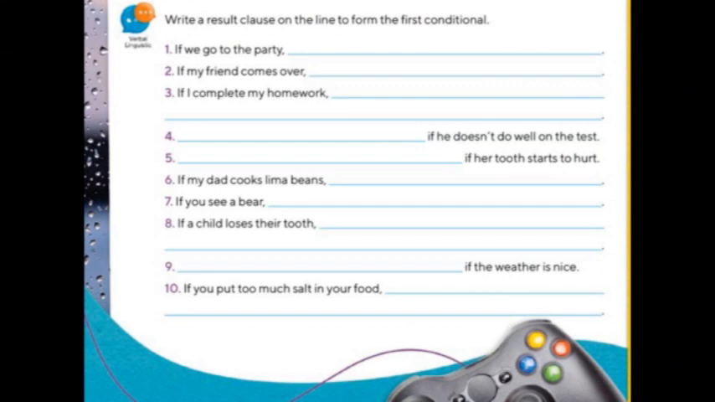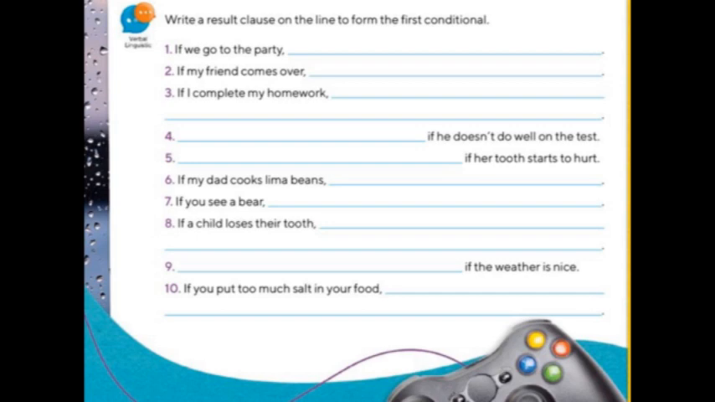To practice using first conditional, let's do the activity in the book. Okay, are you on page 75? Let's start with instructions. Let's read together. Write a result clause on the line to form the first conditional. As you can see there, the book is giving you some clauses. It might be the if clause or it might be the result clause. So you have to read very carefully, identify which clause the book is giving you, and write the missing clause.